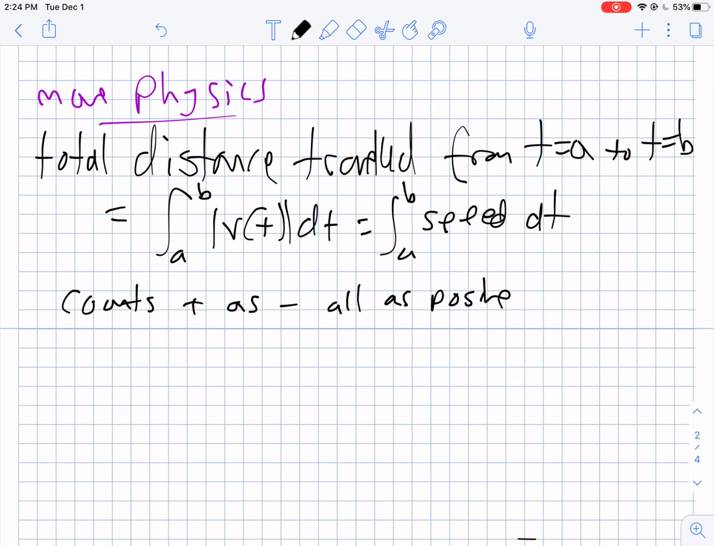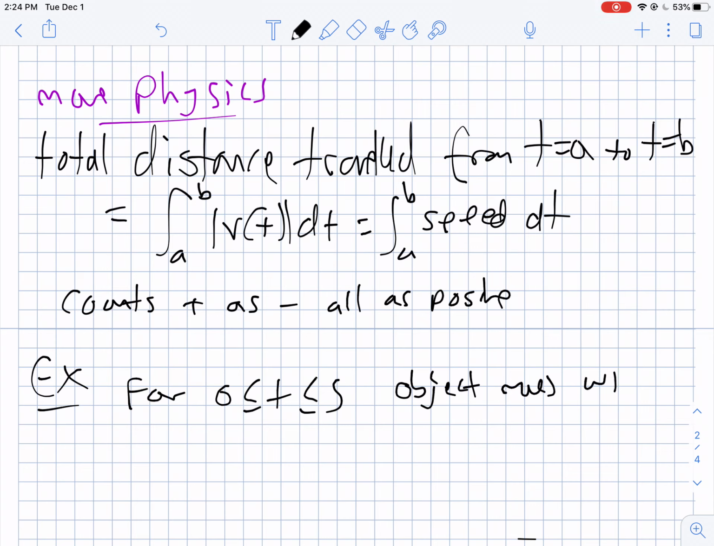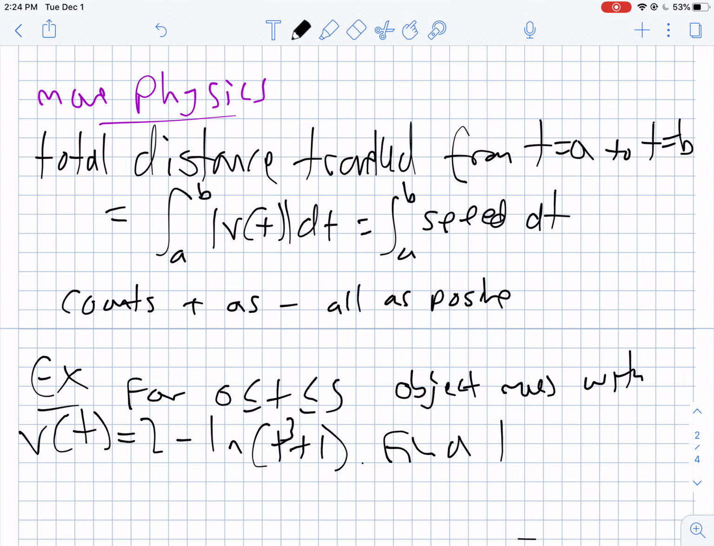Okay, let's talk about some more types of problems. Let's suppose this example comes up. Someone says from the interval 0 to 5, so from t equals 0 to t equals 5, an object moves with velocity v of t equals 2 minus the natural log of t cubed plus 1. And then it asks you to find the time or times when the object changes direction on that interval.